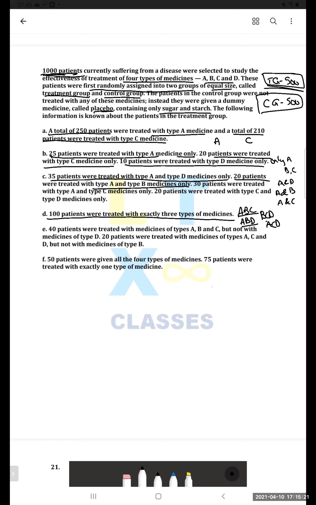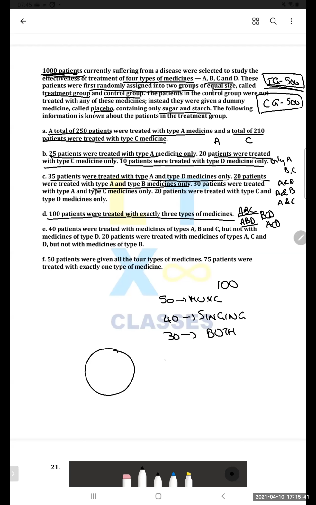Suppose నేను చెప్పాను అనుకోండి, in a class there are 100 students, 50 people like music, 40 people like singing, and 30 people like to do both. అప్పుడు మనం ఏం చేస్తాం? 2 సర్కిల్స్ గీసుకుని మ్యూజిక్, సింగింగ్, ఇది బోత్ కదా. బోత్ ఎంతమంది ఇచ్చాం మనం? 30. అప్పుడు మ్యూజిక్ ఎంతమంది అవుతారు? 50 minus 30 is 20. సింగింగ్ ఎంతమంది అవుతారు? 40 minus 30 is 10. So we know out of the class of 100, there are only 20 people who like only music.